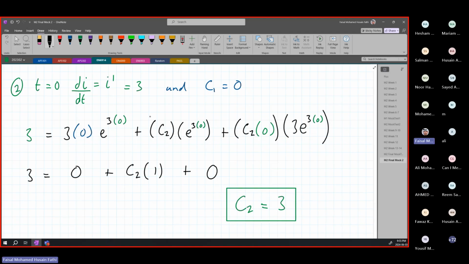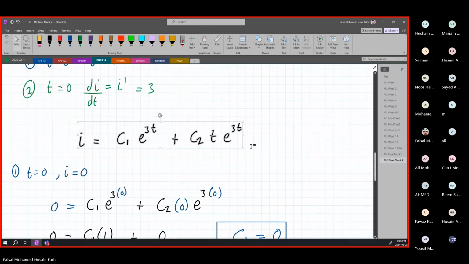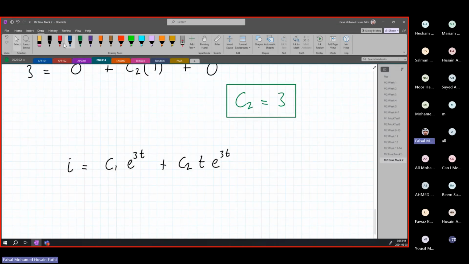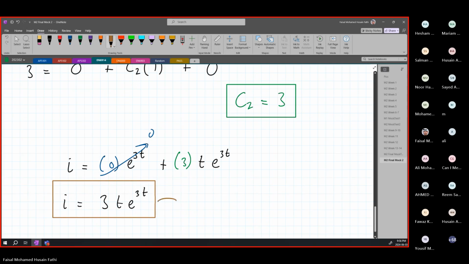Now we can plug it into our general solution that we have found from the very beginning to find our particular solution. So for C1, we found it to be 0. And for C2, we found it to be 3. So in other words, I is equal to, this whole term is going to become 0. So we're going to be left with 3t e^3t, and this is your final particular solution. All right, clear?